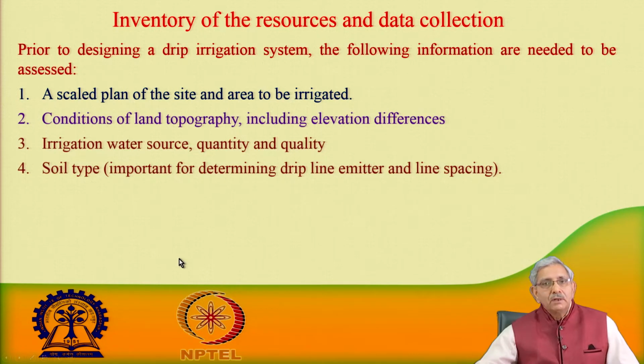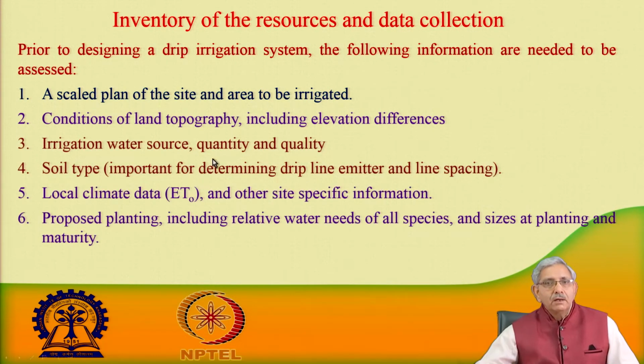Soil type means the texture, what type of soil it is; accordingly we will choose the particular type of emitter. Local climatic data, weather data, is important. Weather data analysis is needed, as we discussed about crop evapotranspiration, the basic fundamental part of this course, regarding estimation of the evapotranspiration requirement of the crop and reference evapotranspiration. I have already discussed this, so that will be needed using the data.